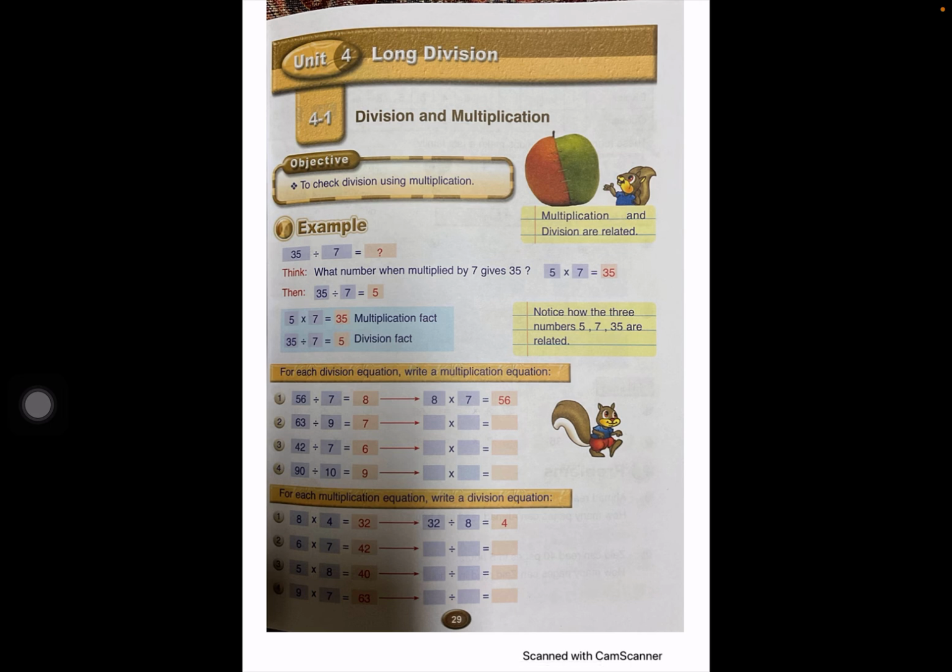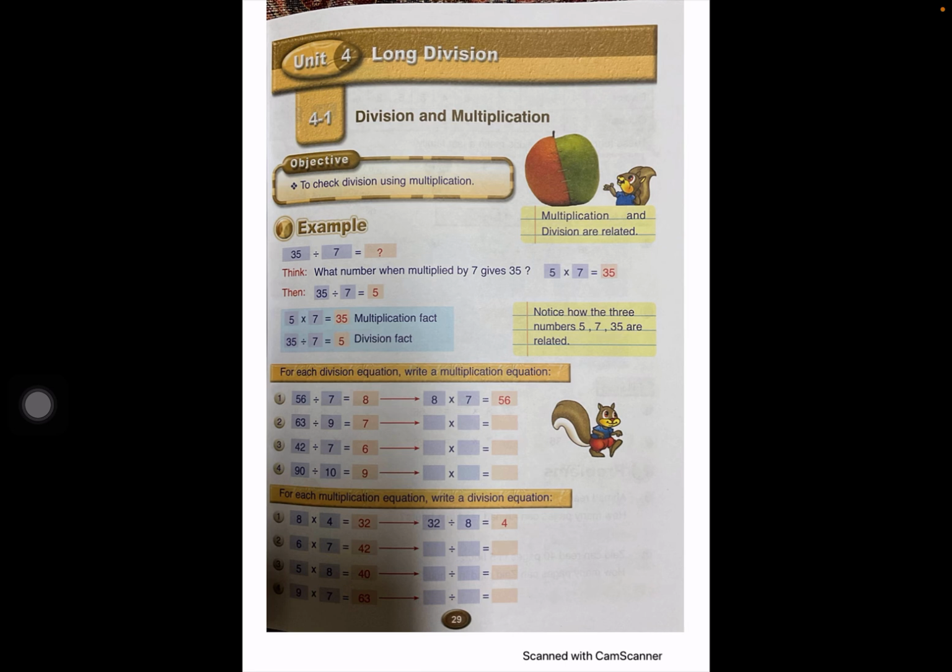Today we are going to have a new lesson, a new unit even. It is unit 4 and the title of my unit is long division, القسمة المطولة. Okay, we are going to start at the beginning with division and multiplication, يعني القسمة من خلال جداول الضرب. So my objective will be to check division using multiplication.